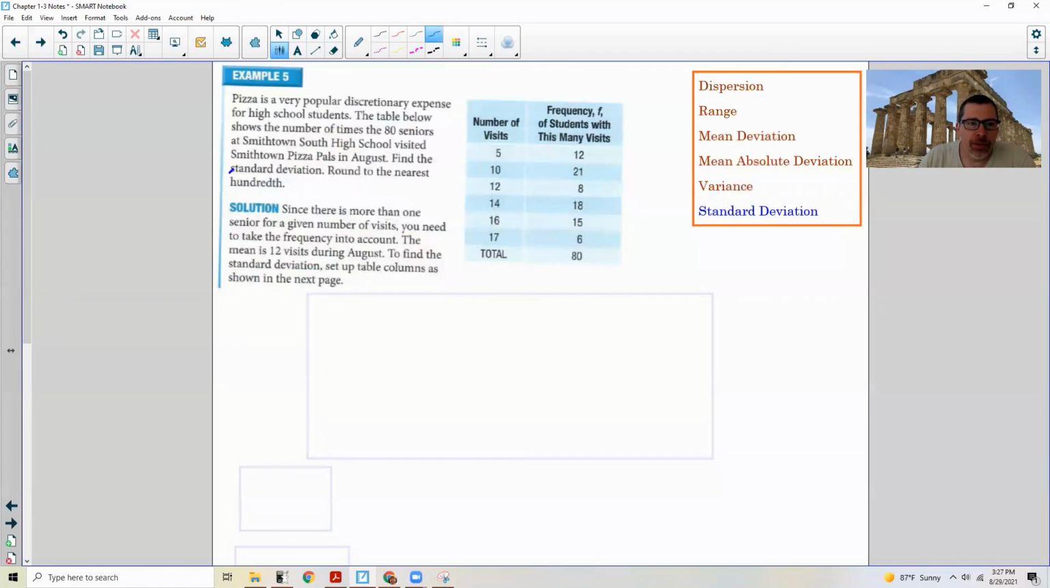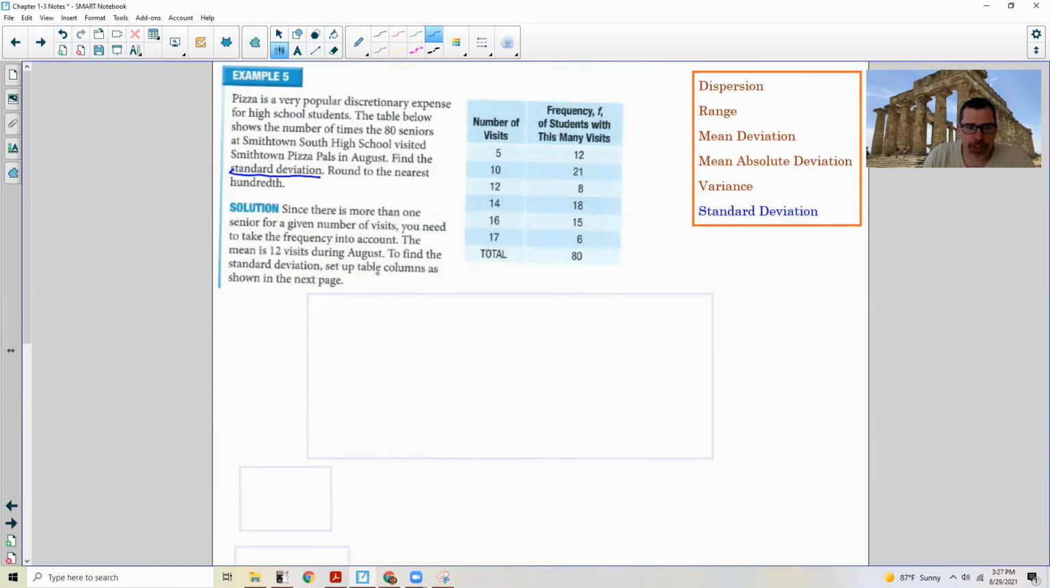So we want the standard deviation. Okay, so they gave us number of visits 5, 10, 12, 14, 16, 17. Frequency F of students with this many visits 12, 21, 8, 18, 15, 6, 80. All right, so it says solution. Since there is more than one senior for a given number of visits, you need to take a frequency into account. The mean is 12 visits during August.